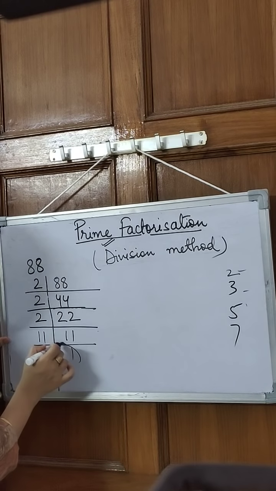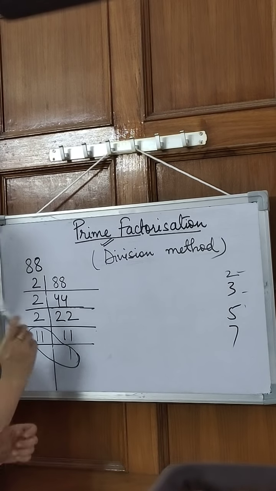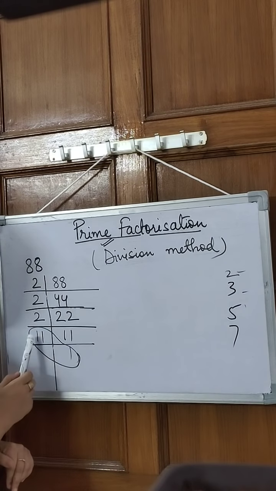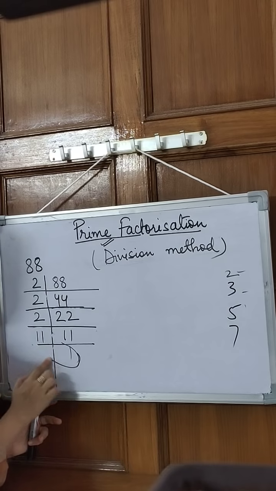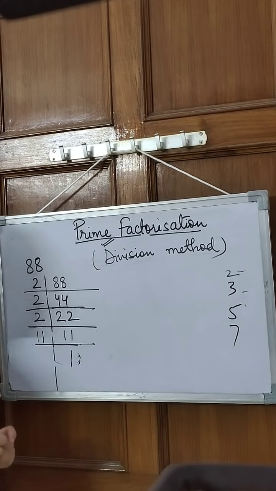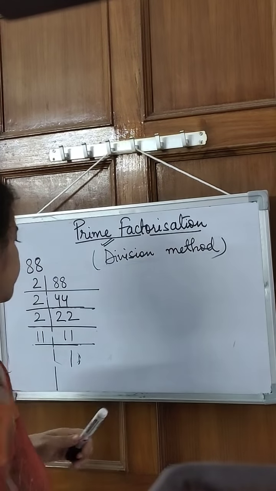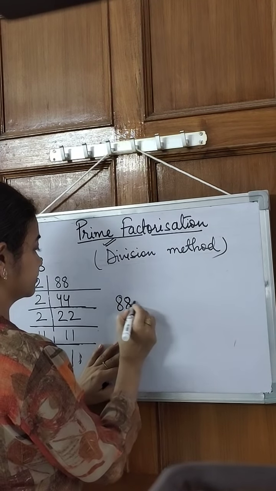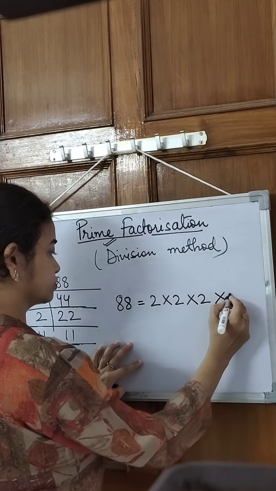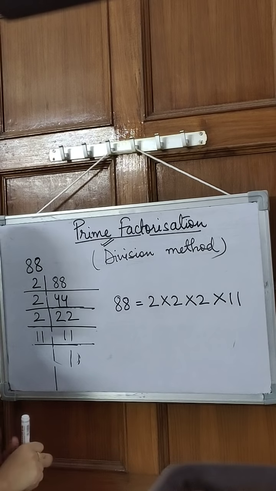Now this step is not necessary. Even if you leave it as 11, what are the factors? 2, 2, 2 and 11. And you can also write 11, divide it by 11 and get the answer as 1. So how can I write 88 as a product of prime factors? 88 can be written as 2 into 2 into 2 into 11, that is 2 three times and 11. So this is the prime factorization of the number 88.